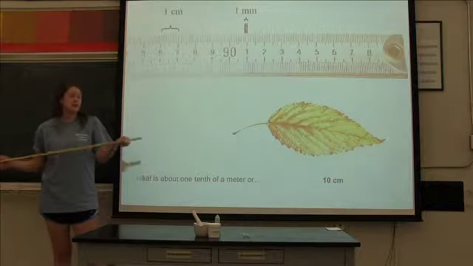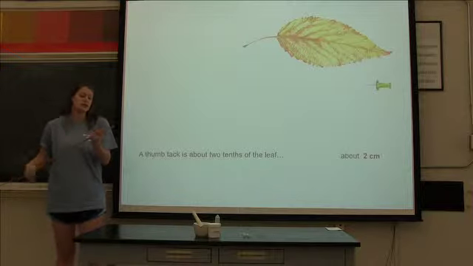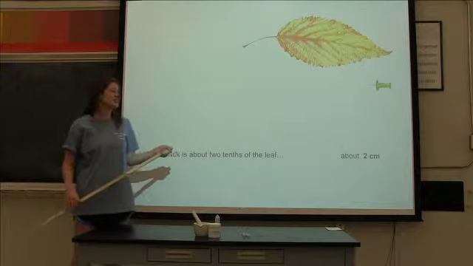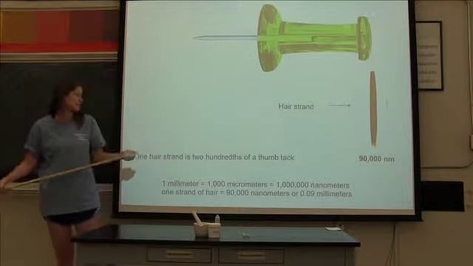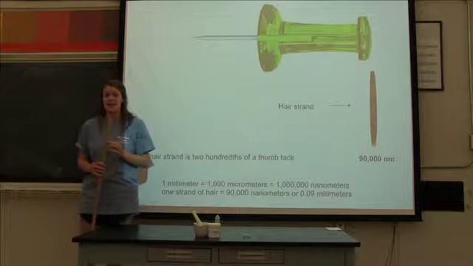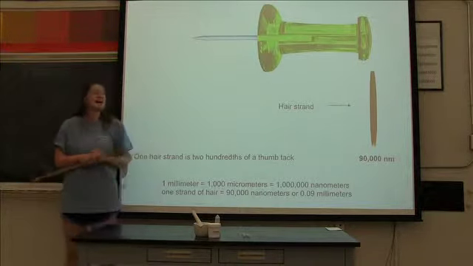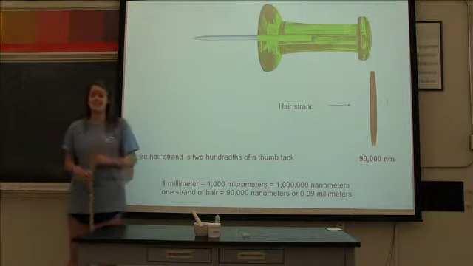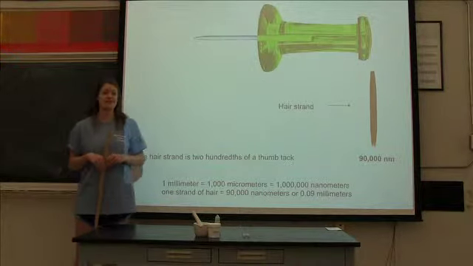If we were to compare a thumbtack to a leaf, it would be about 2/10 of the leaf. So that's about right here, a thumbtack. If we were to compare a strand of hair to a thumbtack, it would be about 2/100 of the thumbtack. So really, really small. But if we were to compare a nanometer to a strand of hair, there would be 90,000 nanometers in one strand of hair. That's how small a nanometer is.